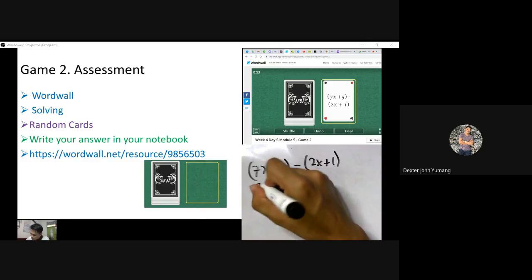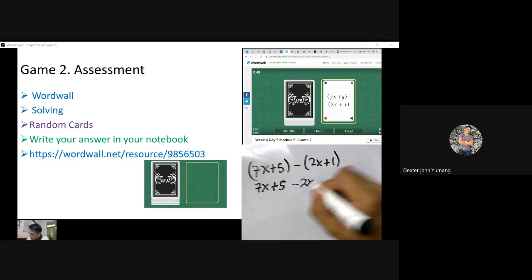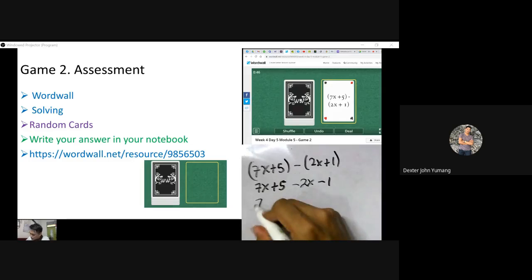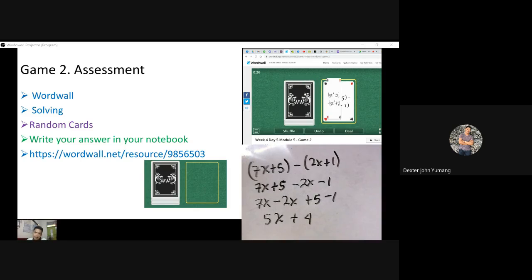So, we have 7x plus 5. Just bring down. Then, opposite. Negative 2x, then minus 1. Combine what is the same in variable. Then, solve. 7 minus 2, that is 5. Then, their variable is x. 5 minus 1, that is 4. So, 5x plus 4. Okay, yan po ang sagot. Please check your answer. Okay, next card. Okay, burahin ko na po.